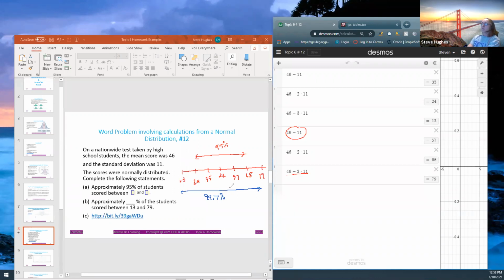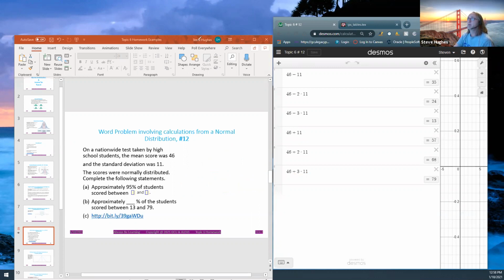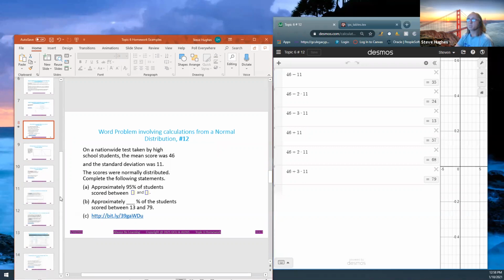Okay, and you can see I've done all the simple calculations. All I'm doing is adding or subtracting standard deviations and following the chart we had before, the 68, 95, 99.7 rule. All right, super. That was number 12 from our homework. We're doing great. Let's keep going.